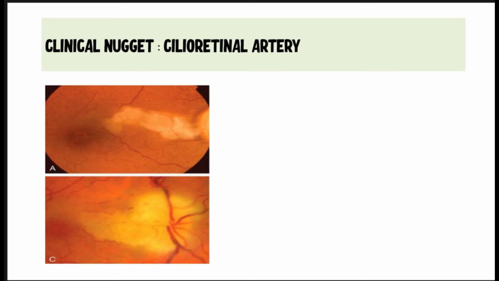Now, another clinical nugget regarding the cilioretinal artery. By now I hope that you understood what the central retinal artery is and what those ciliary arteries are and where they are coming from. Now those ciliary arteries which are coming from behind can actually send a vessel, and that vessel can enter the retina from the temporal part of the optic disc and supply the area of the macula. So that is called a cilioretinal artery because it is coming from the ciliary circulation and supplying the retina.